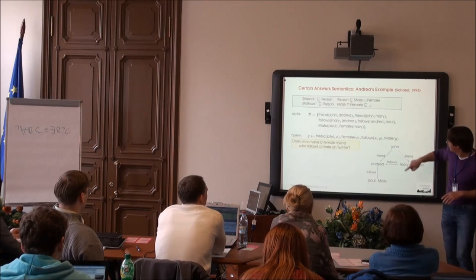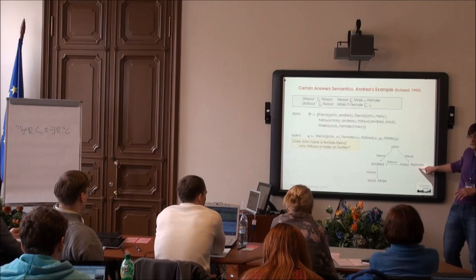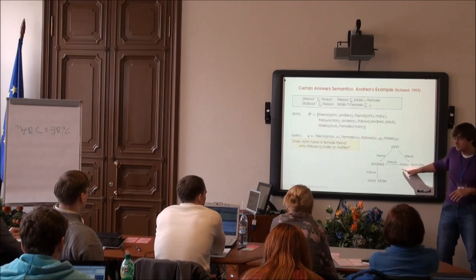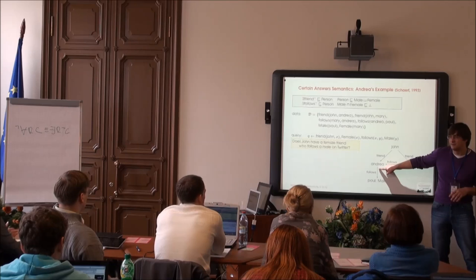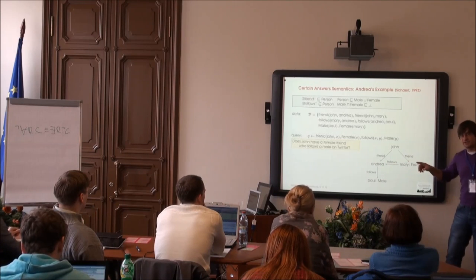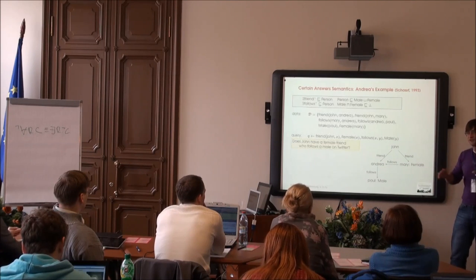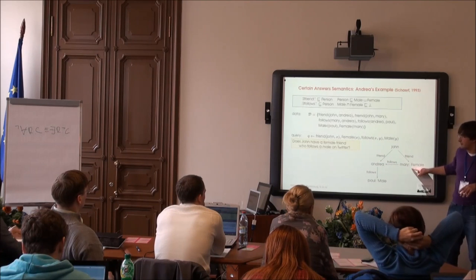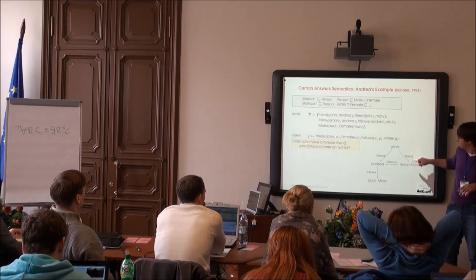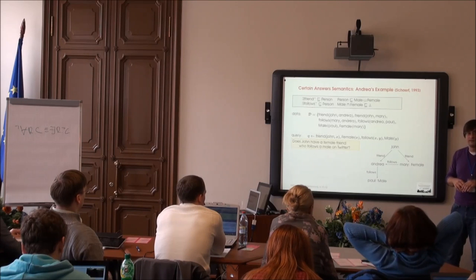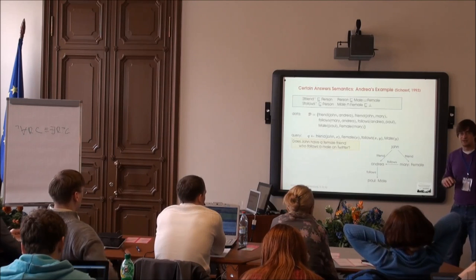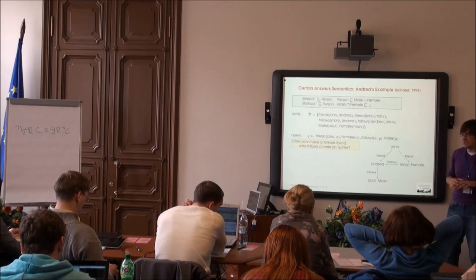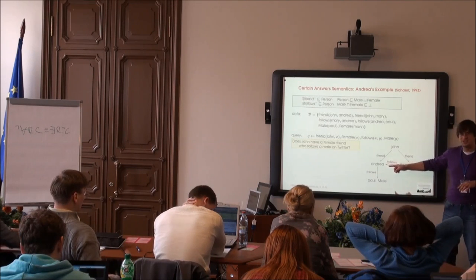It must be a female friend, right? So John has a female friend who follows a male. In one set of interpretations, Andrea is a male, and Andrea is followed by Mary, who is a female. Mary is John's friend. So in all those models of this T-box and this A-box, the answer is yes.